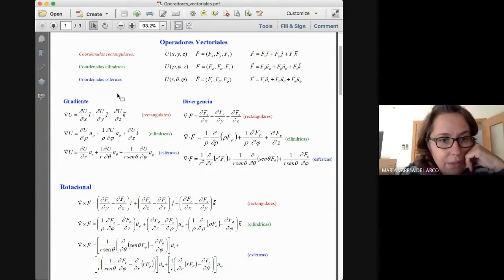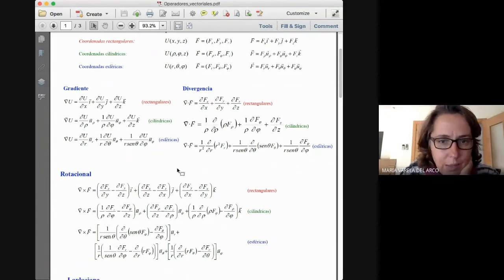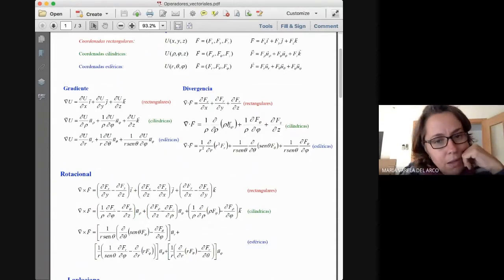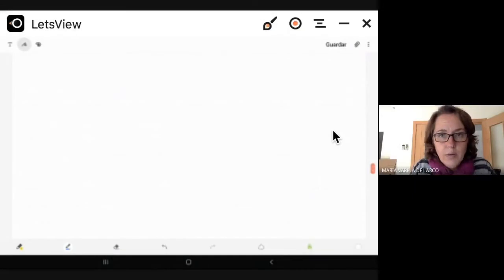So if we can write our vector field as a function with three components, whatever system you choose, then the gradient, divergence, and rotational get expressed. You can write it down using these formulas with partial derivatives depending on the different coordinates. We're going to do an example right now so you see much better how it works. Okay, let's do a couple of examples to see how these things actually work.